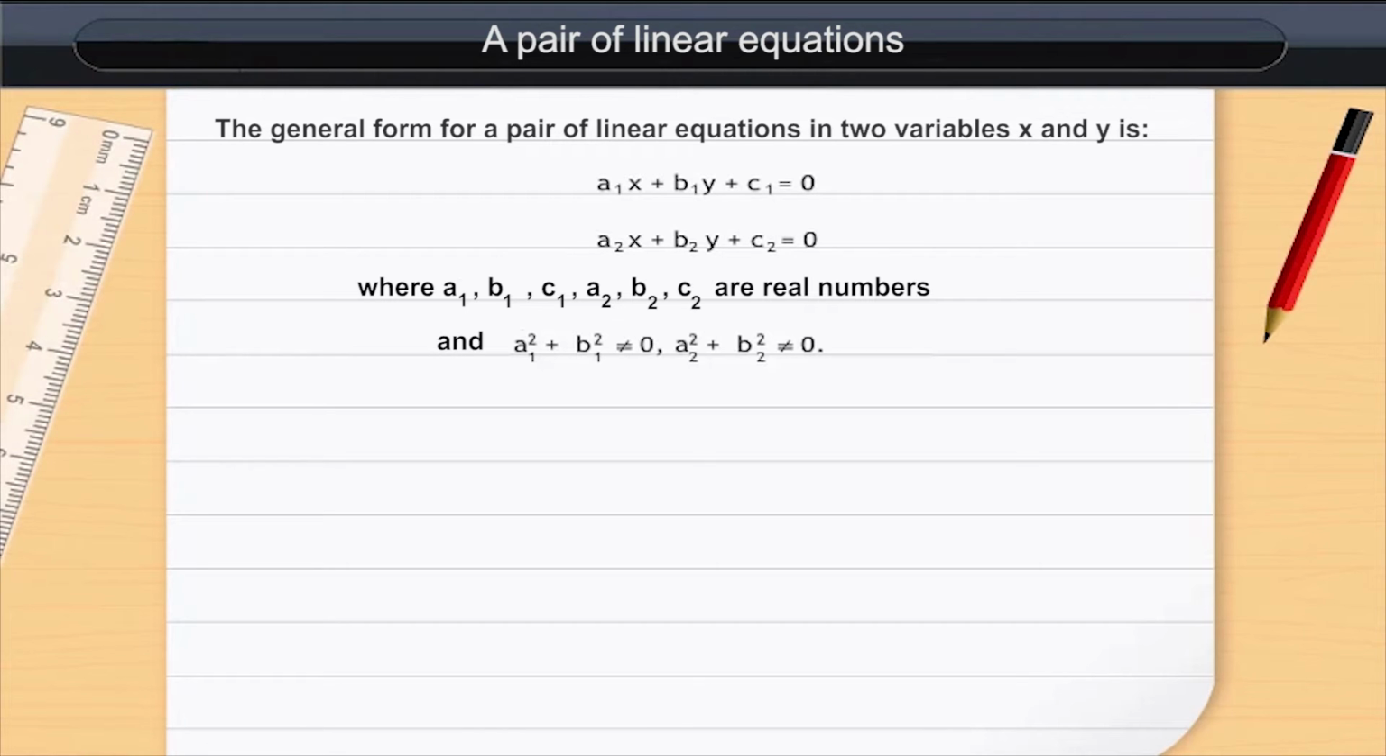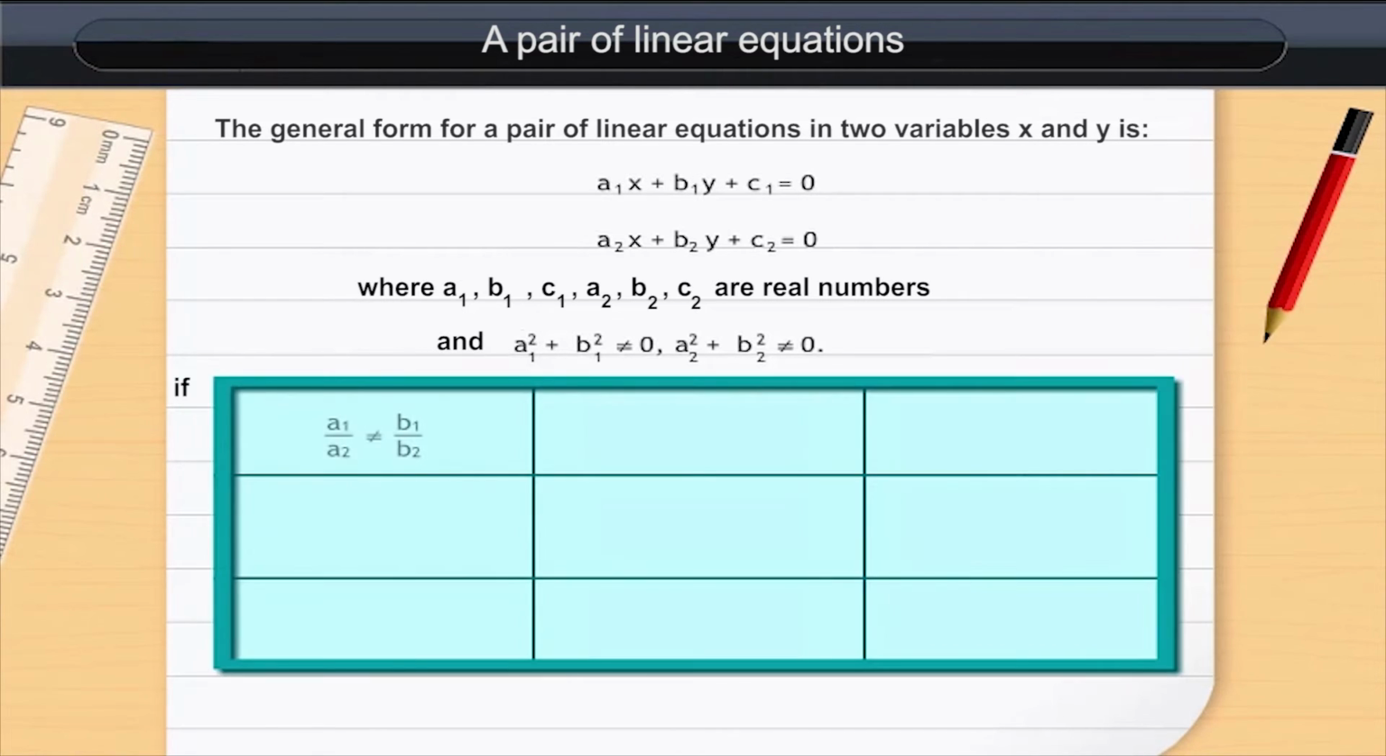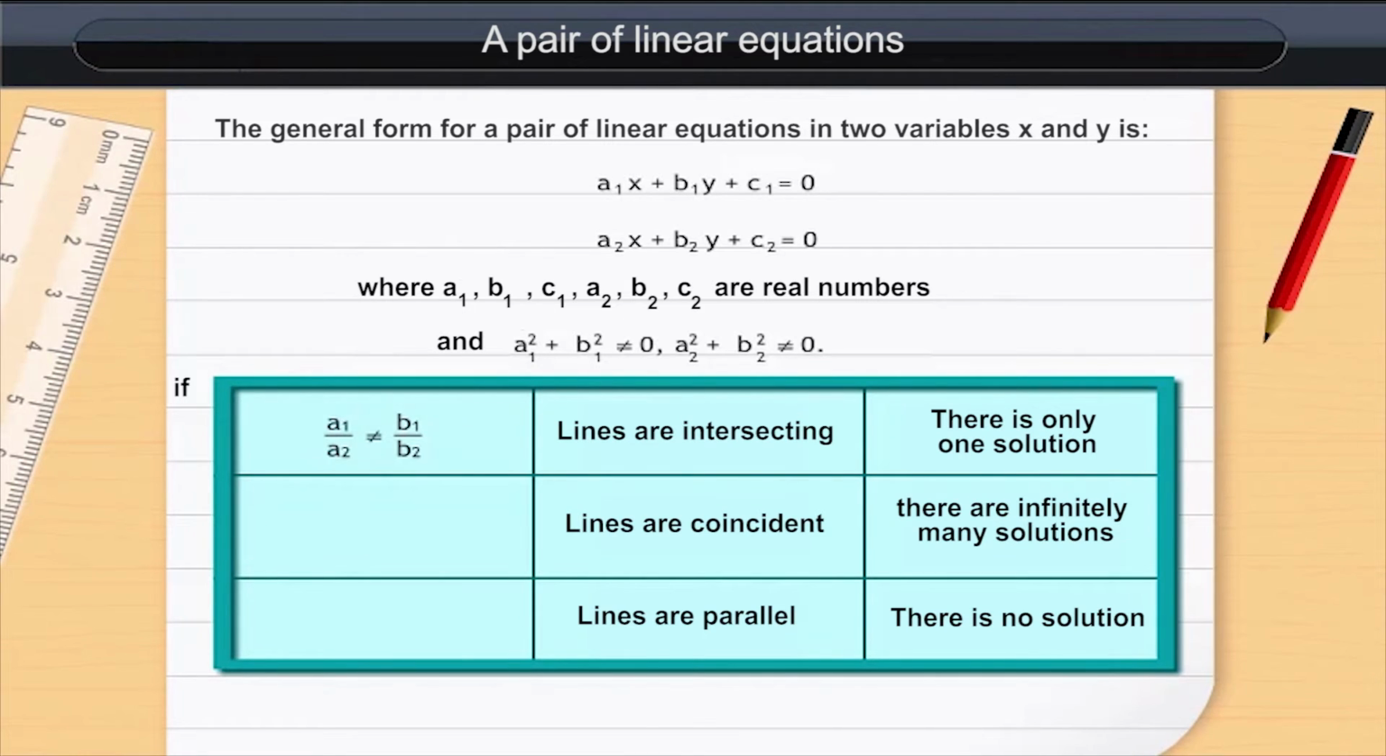If a1 by a2 is not equal to b1 by b2, then the lines are intersecting lines and there is exactly one solution that is unique. If a1 by a2 is equal to b1 by b2 is equal to c1 by c2, then the lines are coincident and there are infinitely many solutions. If a1 by a2 is equal to b1 by b2 is not equal to c1 by c2, then the lines are parallel and there is no solution.